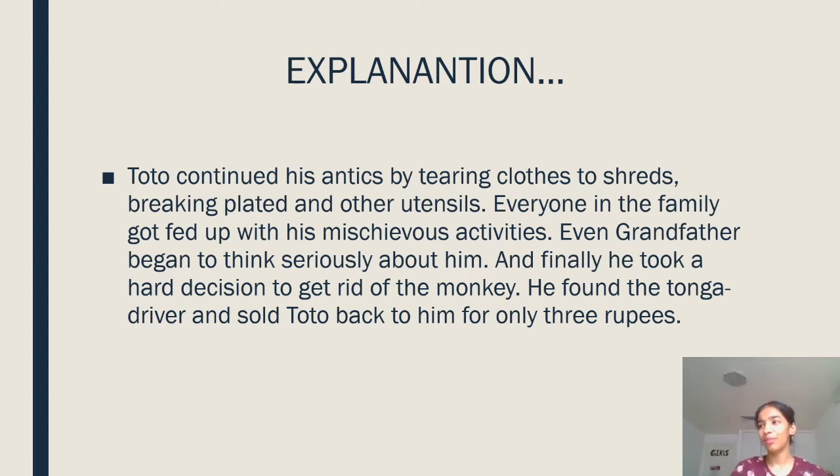So I think the main moral of the story is that no matter how much you might like animals, wild animals especially, they have their own home, their own place to be in. They don't belong with us. And though Toto himself liked everyone in the family, especially the narrator and the grandfather, he had to go back to his original place where he came from. So again, the moral of the story is everyone has their own place, their own home, and you cannot take them away for a lot of reasons: environmental, ecological, and mostly behavioral changes.